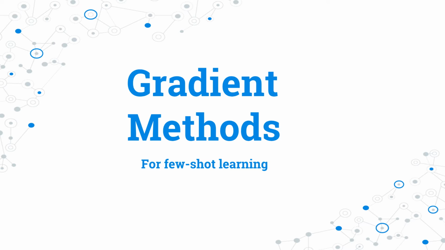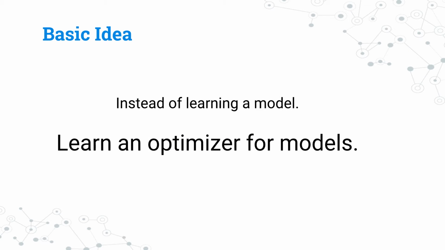So I'll show a couple examples later, but the basic idea for these gradient methods for meta-learning is instead of learning a model, instead of learning some sort of map from X features to some label, we learn the optimizer for models. So we learn a way to create a model from features X, and some way to create a map from features X to a label Y. I think that's the sort of basic idea behind these methods.